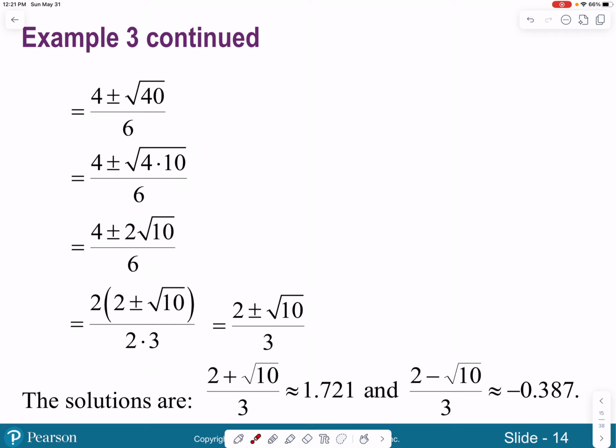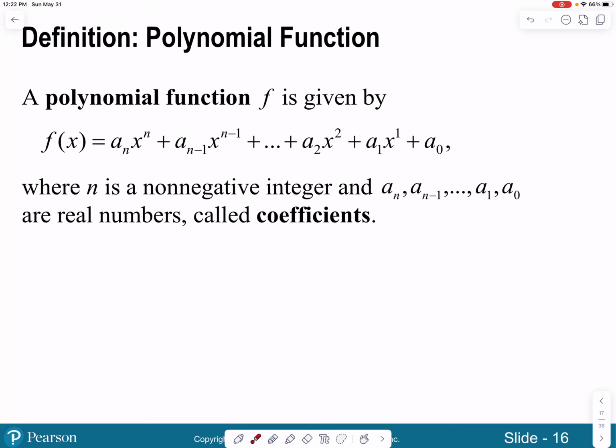Okay. Quick check, I'll leave as an exercise for you. So the definition of a polynomial function. A polynomial function f is given by this, where n is a non-negative integer and our coefficients are real numbers. Again, these are called coefficients. So n is a non-negative integer.